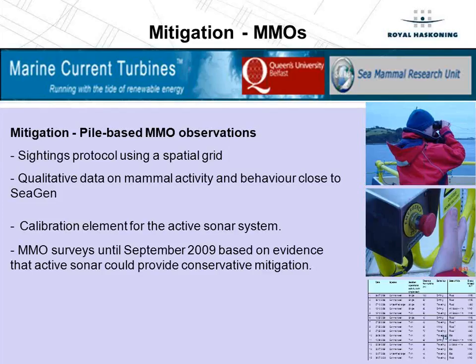We initially started out with a shutdown distance of around 200 meters, so any animal coming towards the device within that area would lead to a shutdown. We quickly learned that we could shut down the device very quickly, and that distance was decreased gradually on the advice of the science group, and we ended up with an action distance of around 50 meters.